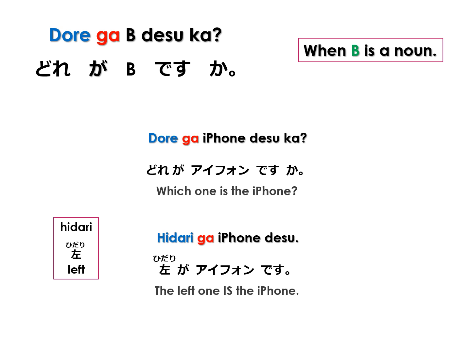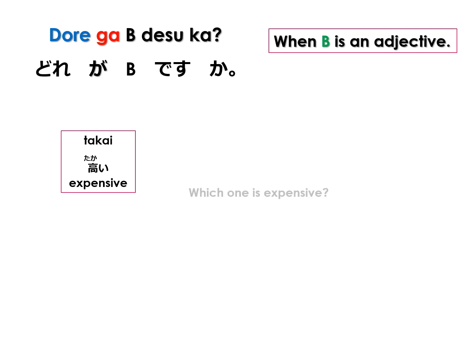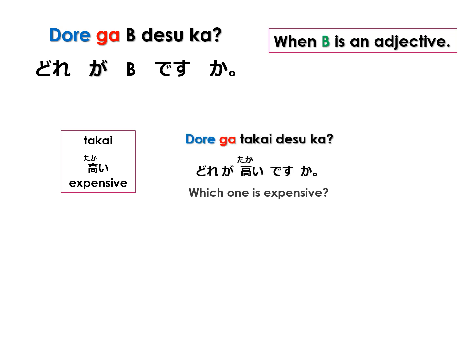Now using the same sentence pattern with B as an adjective. The word for expensive is takai. How do you ask, which one is expensive? Say you're looking at identical cars and we're told one is expensive and the other is cheap. So how do you ask which one is expensive? Dore ga takai desu ka?